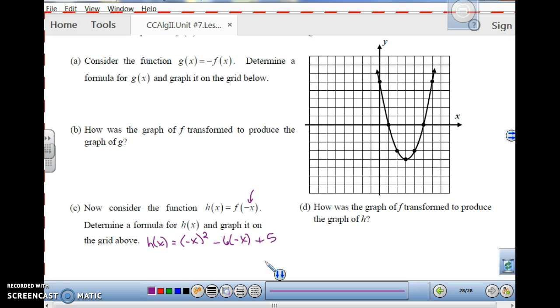All right, now watch your signs when you do this. Negative x quantity squared, negative x times negative x, would be x squared. Negative times a negative is a positive 6x plus 5. So h of x will equal x squared plus 6x plus 5.